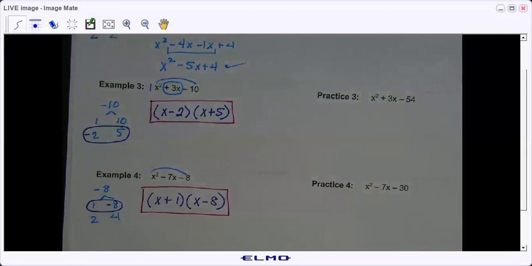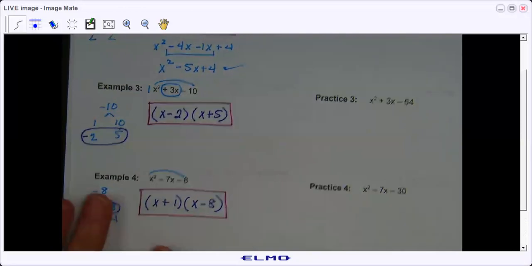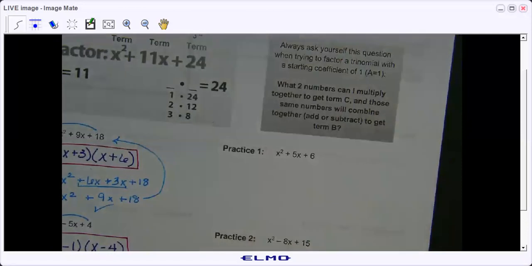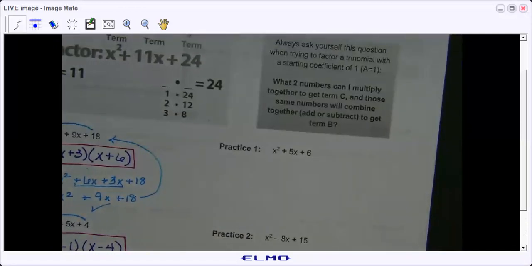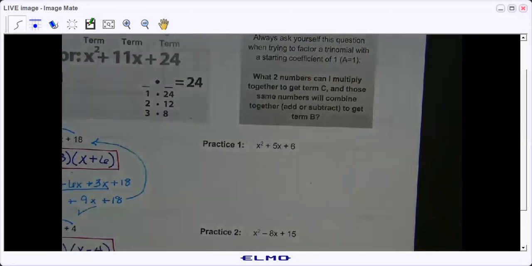All right, so what I would like for you to do now, if you're watching this video, is go ahead and pause it and do the 4 practice problems on the right-hand side. I'm going to go ahead and continue recording and going through these practice problems. So if you want to try them on your own, go ahead and pause the video.